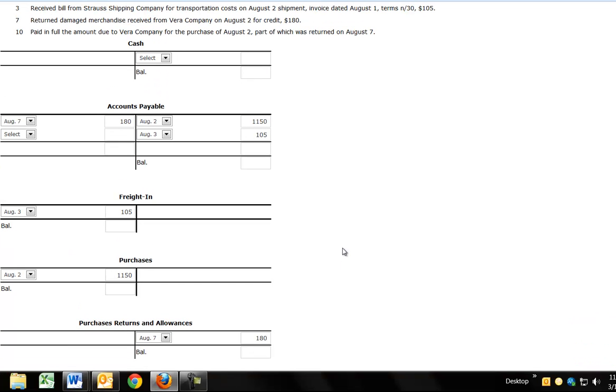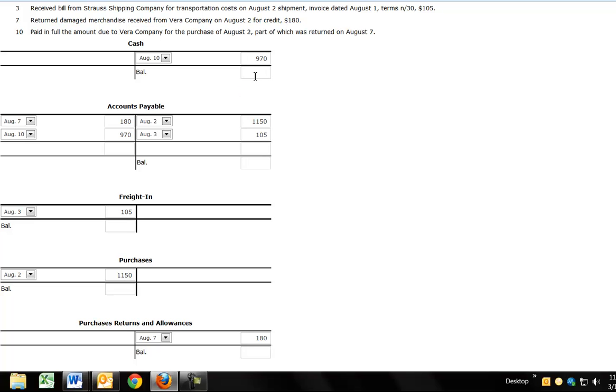Then on August 10th, it said we paid in full the amount due to Vera Company for the purchase of August 2nd, part of which was returned on the 7th. So we have to determine how much we owe. Well, we originally purchased $1,150, but we returned $180, so we only owe $970. So we will debit our accounts payable on August 10th in the amount of $970, and then we're paying with cash. So on August 10th, we will credit cash also for $970.